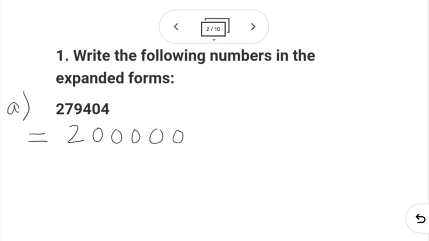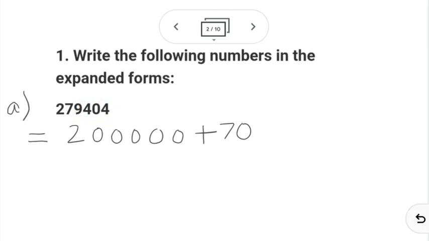Otherwise, if we want to read this number, how can we read it? If we try to read it, then this number will be 2,79,404. So, in its expanded form, we can write this number as 2 lakh plus 79,000. So, what we will write? First, we will write 70,000. This number we will write and then we will see how many numbers are after this. There are 4 numbers after this.